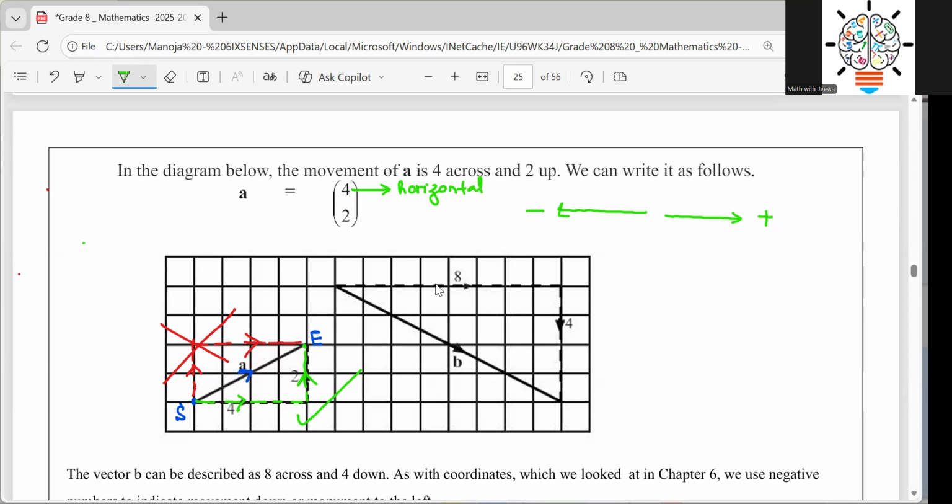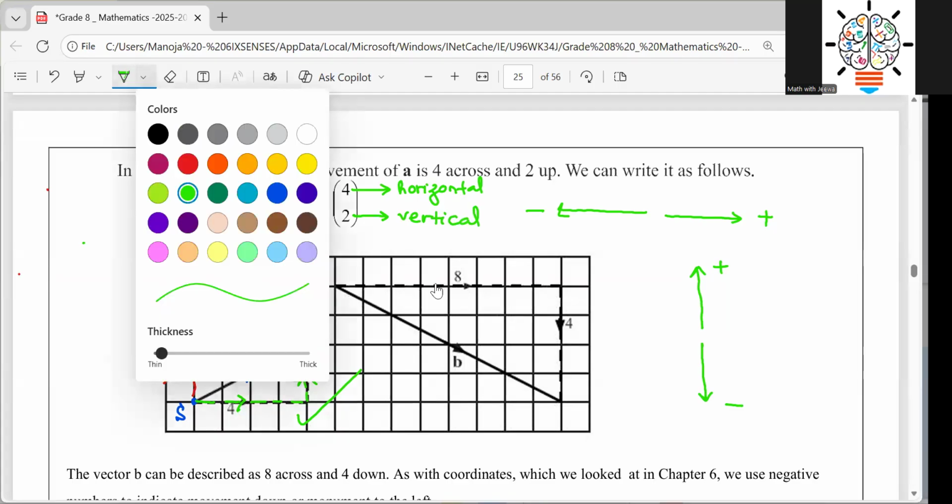And then you turn and go up. If you go up, again it is positive. And if you go down, it is negative. Okay, so you go 2 steps up, therefore you write 2 here. So this is the vertical movement. Hope it is clear. Now you look at the second example they have given.